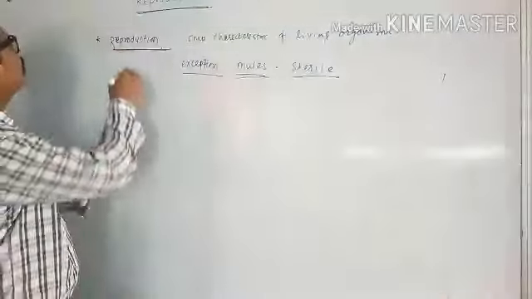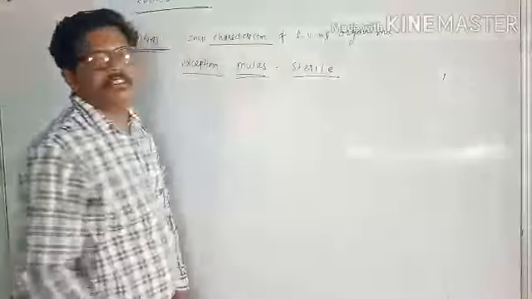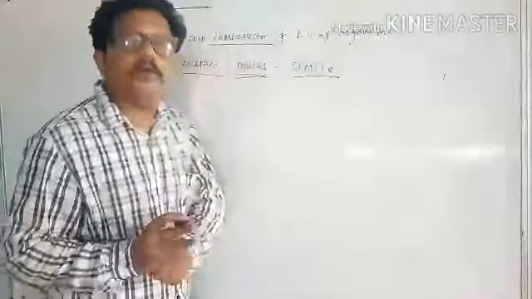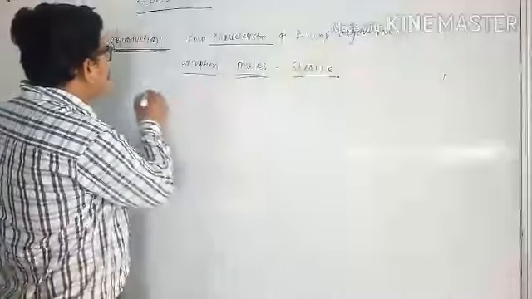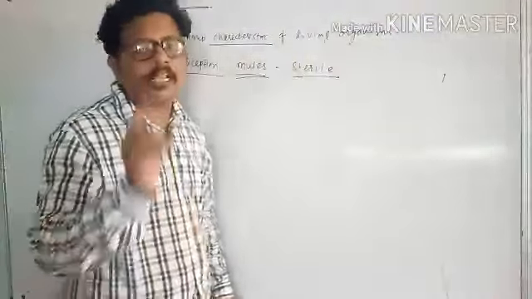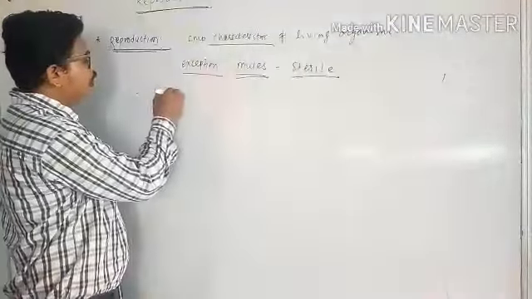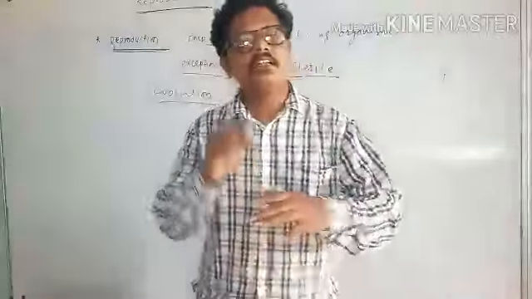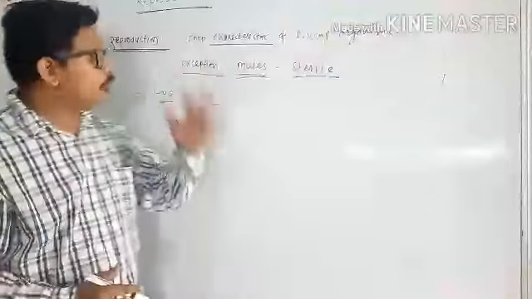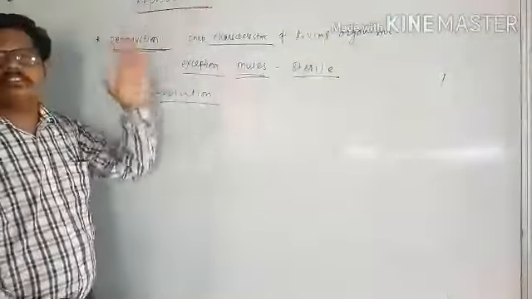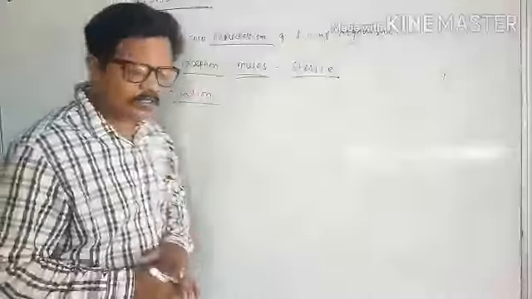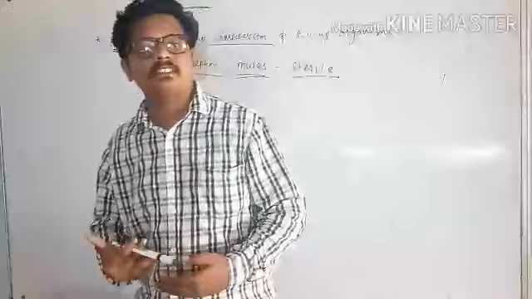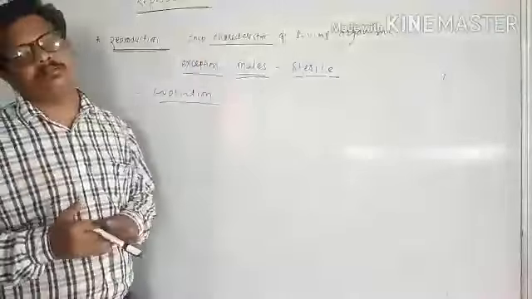Okay, so reproduction is one of the most important characteristics of the living organism, and it plays a most important role in the continuation of the species and evolution. स्पीसीज का कंटिन्यूएशन और इवोल्यूशन के लिए जो important characteristic है, that is reproduction. So reproduction plays an important role in the continuation of the species and the evolution of that species.